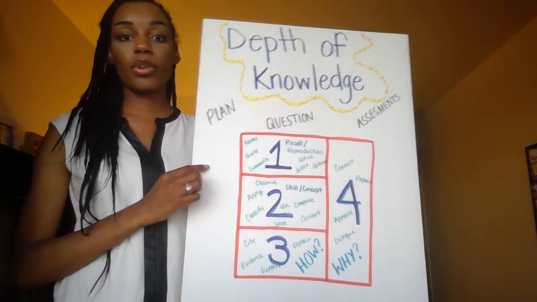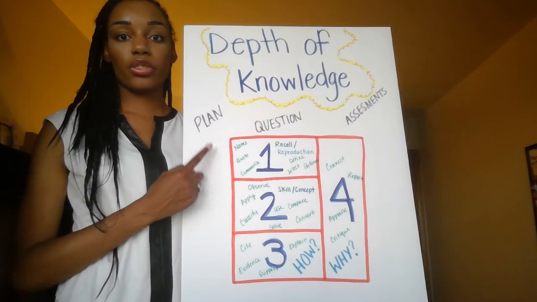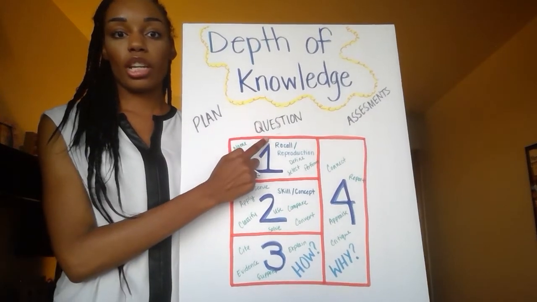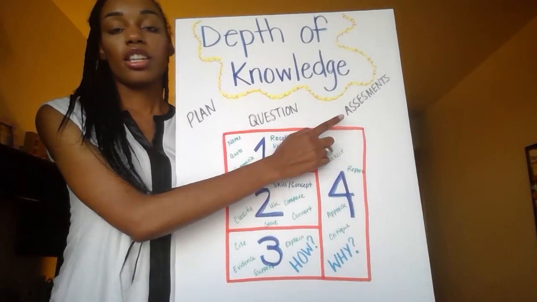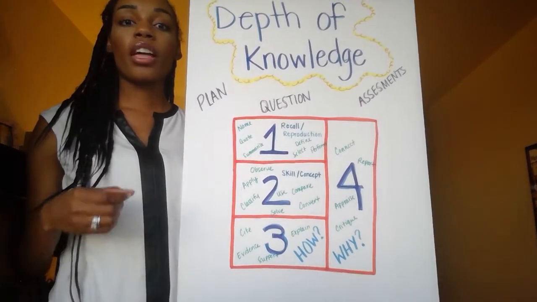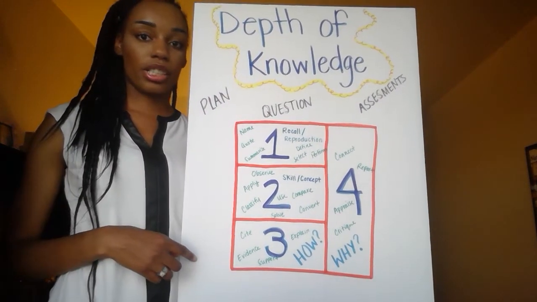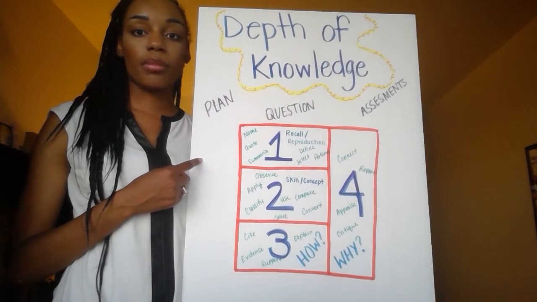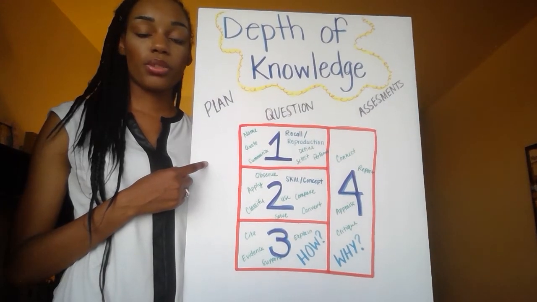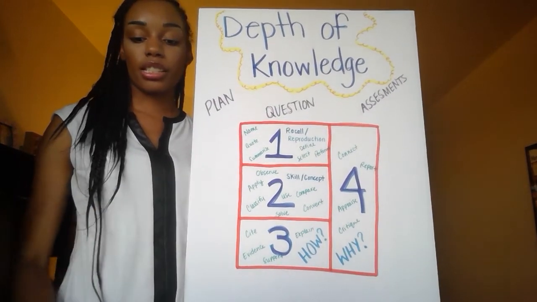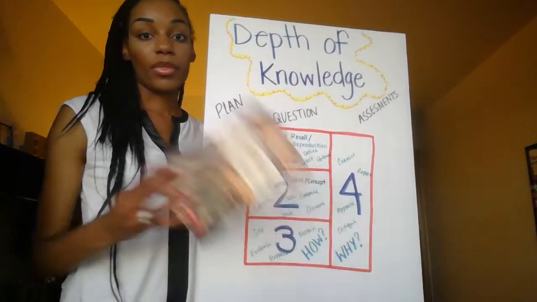So as I said before, there are 4 levels. They're used for you to plan, to question, and to assess your scholars on how well they know the subject that you're teaching. So for the DOK system, I know last year while I was teaching first grade, I would use the DOK system for, let's say, a read aloud.